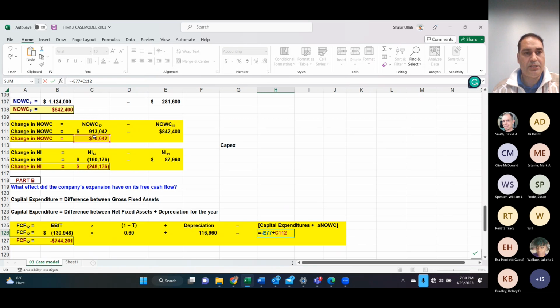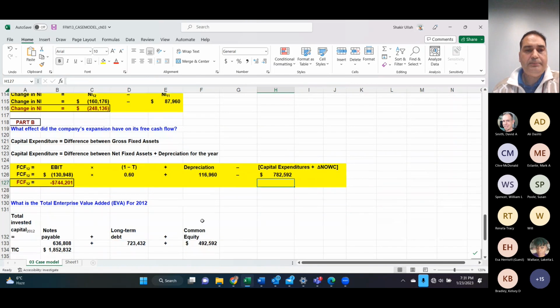Yeah, change, that's this one, change in net operating working capital. All right. All good. Now, free cash flows, you just simply do this. This is EBIT, that is 1 minus T, 0.6. This is depreciation, which we already know from the income statement. And this is the capital expenditure and net operating working capital added together.